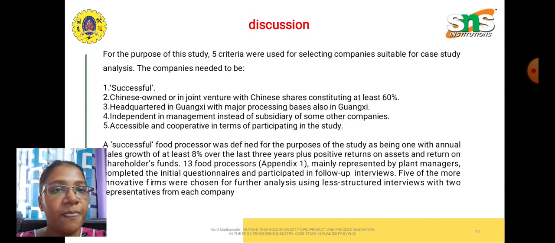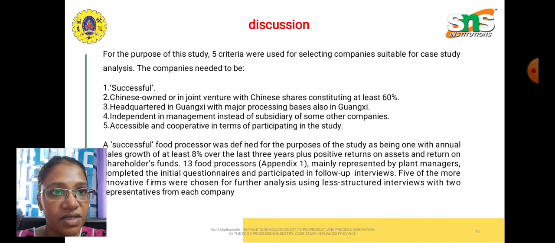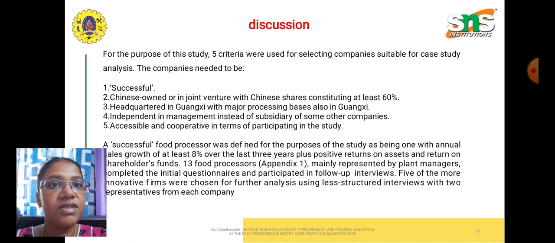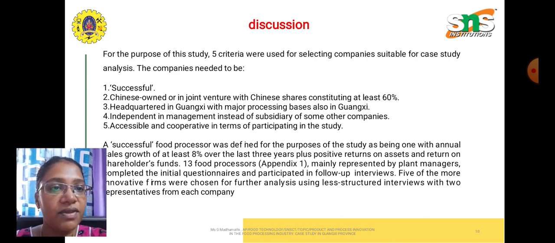Coming to the discussion, five criteria are used for selecting companies suitable for analysis. First, a successful Chinese-owned company or joint venture with Chinese shares constituting at least 60%, headquartered in Guangxi with major processing bases also in Guangxi, independent in management instead of a subsidiary of some other company, and accessible and cooperative in terms of participating in the study. A successful food processor was defined for the purposes of the study as one with annual sales growth of at least 8% over the last 3 years.